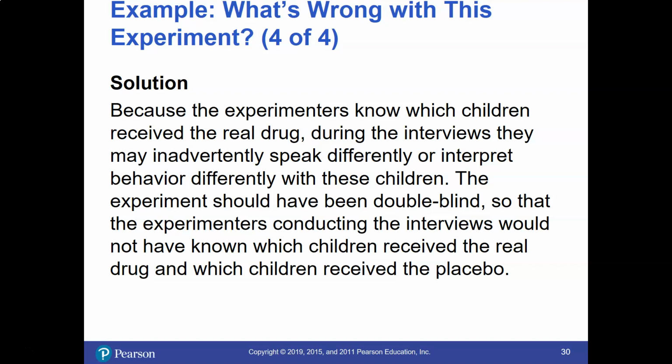So that's basically what it says here. During the interviews, they may inadvertently speak differently or interpret behavior differently with those children because they know what's going on. So a double-blind experiment would have been better here.